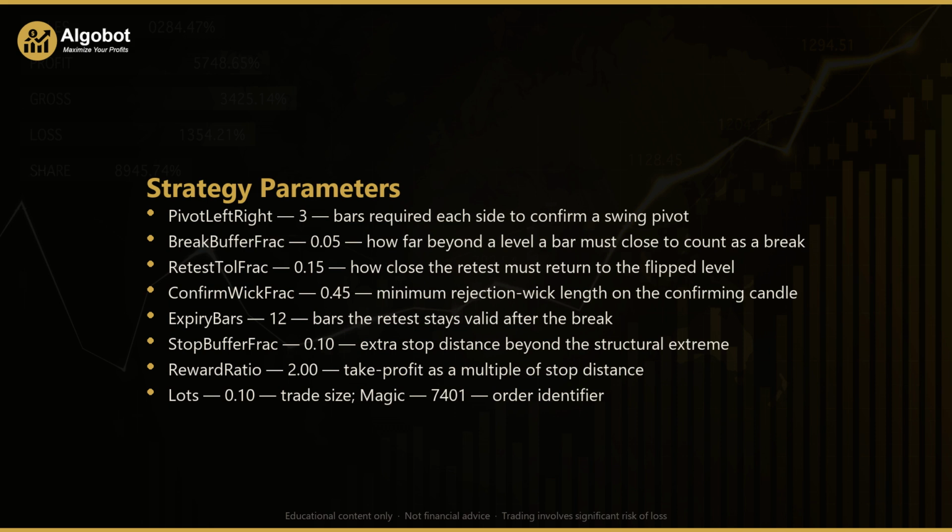Stop buffer fraction defaults to 0.10, adding a little breathing room beyond the structural extreme so normal noise doesn't stop you out prematurely. Reward ratio defaults to 2. Your take profit is this multiple of the stop distance, so a value of 2 targets twice the risk. Finally, lot sets your trade size at 0.10, and magic, set to 7401, simply tags the EA's orders so it manages only its own trades. Always test changes carefully before any live use.